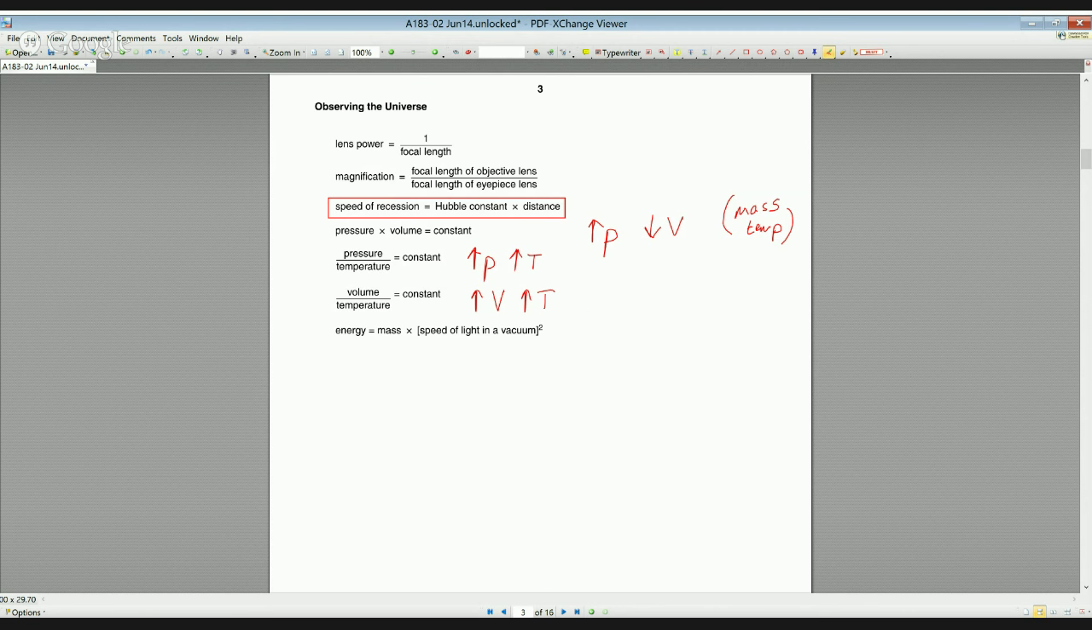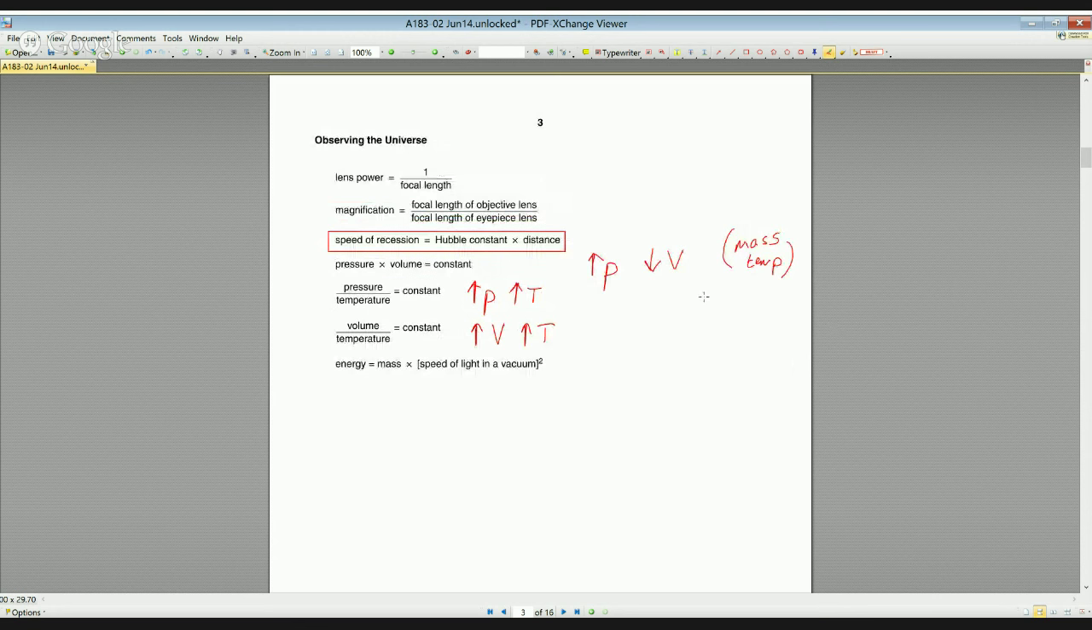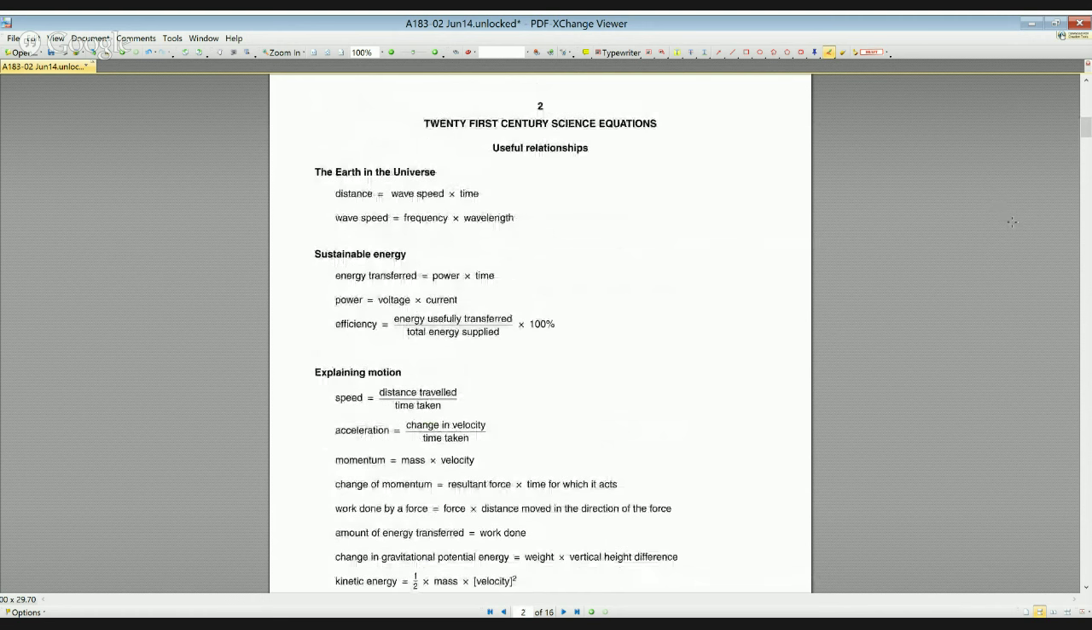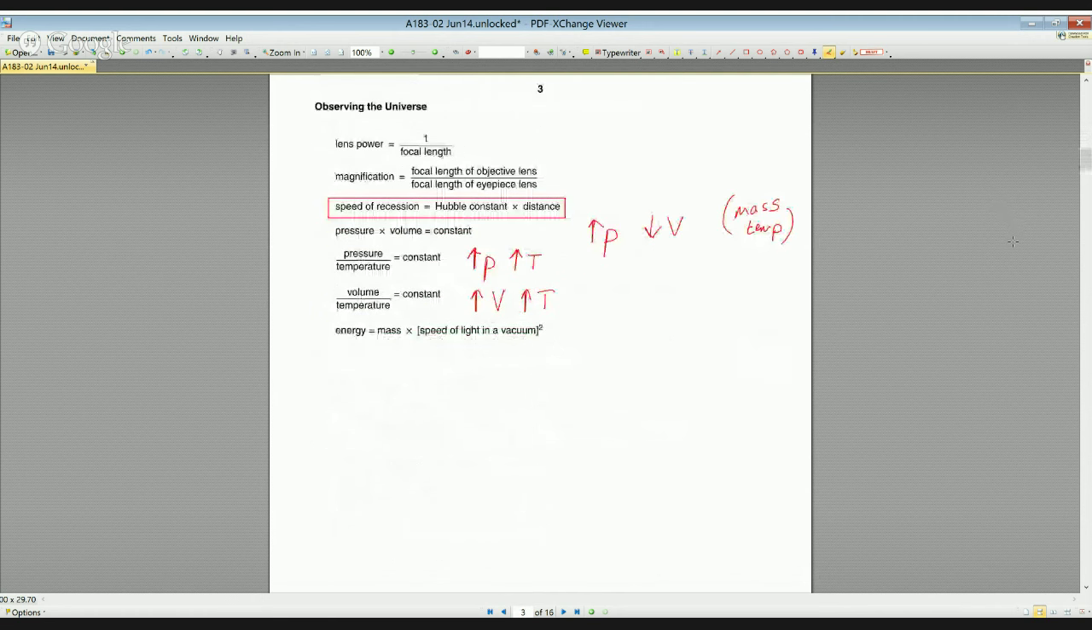List of formulas on the front page, yeah. In fact, the page we're looking at right now, that is the formula page for P7. They provide you with all the formulae for P1 to 6 first, and then you come on to P7. Lens power and magnification, obviously related to lenses. Speed of recession, Hubble constant times distance. That's to do with the expansion of the universe. You've got your 3 gas laws: pressure, temperature, and volume. And then energy equals mass times speed of light in a vacuum squared, or to put it in the more commonly known way, E equals mc squared.